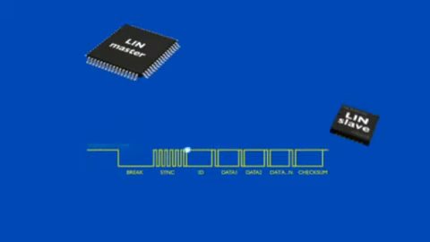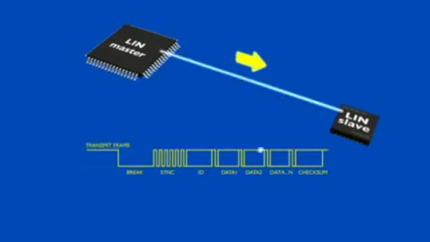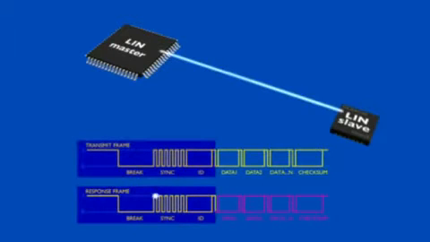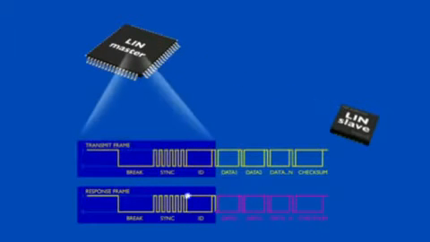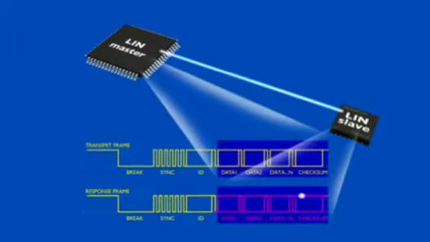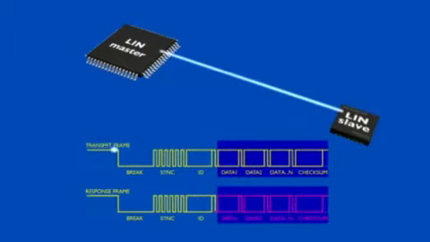Two types of message can be distinguished: transmit frames, which contain data sent from the master to the slave, and response frames, which contain data sent from the slave to the master. In both cases, the header part, containing break, sync, and message ID, is generated by the master. The data part, including the checksum, can be generated by either master or slave, depending on whether it's a transmit or a receive frame.